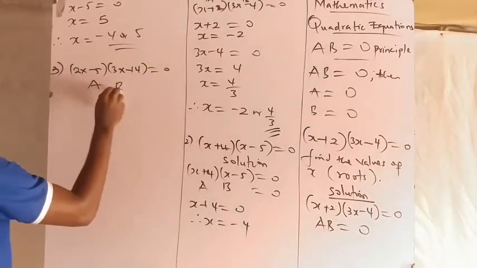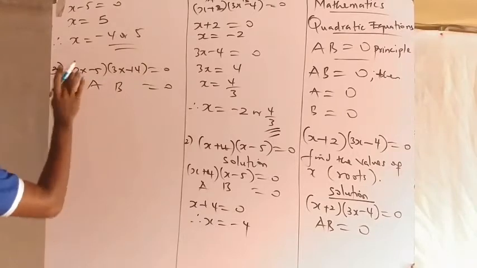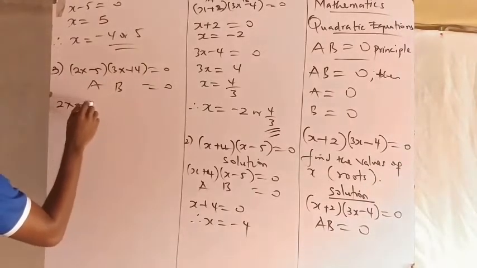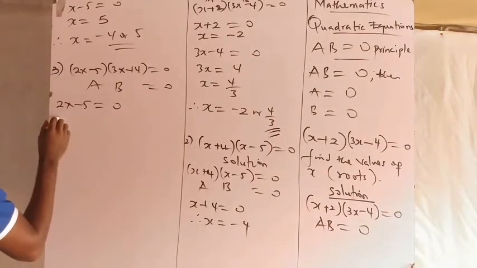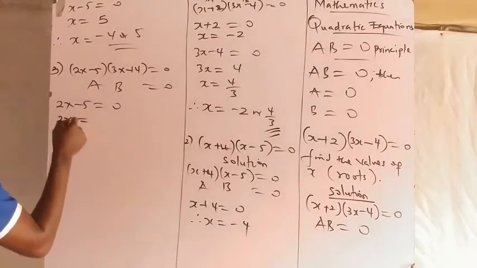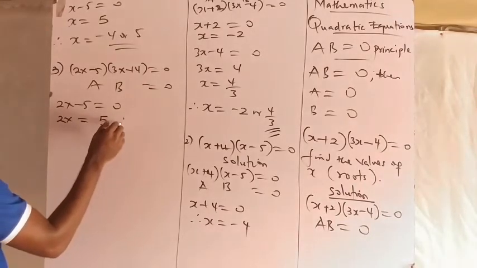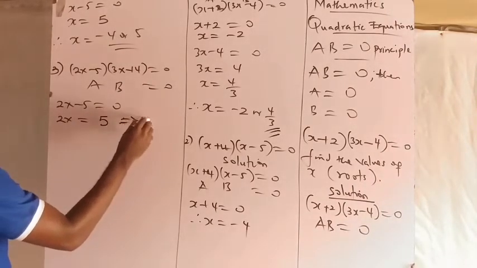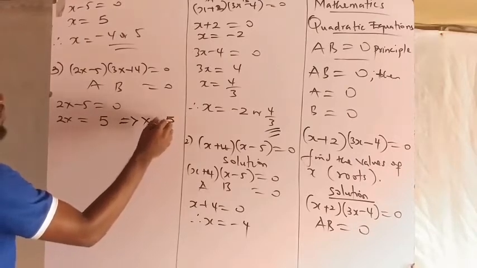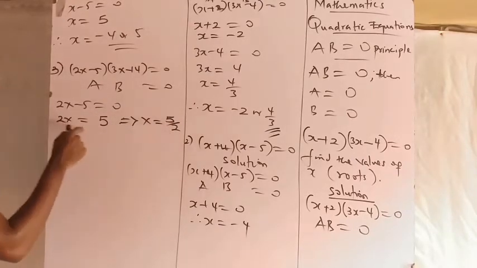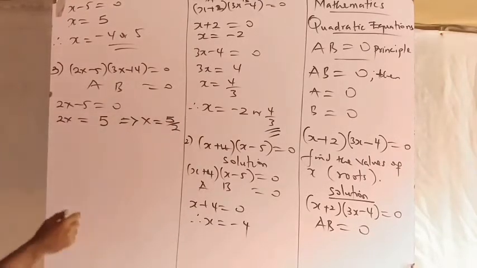Applying your AB is equal to 0 principle. Here's my A: we have 2x minus 5 is equal to 0. What will be x? Find 2x first. Minus 5 moves to the other side of the equation and becomes its inverse. So you have 2x is equal to 5. This implies that x alone will be equal to 5 over 2, because if you divide both sides by 2, you have x is equal to 5 over 2.